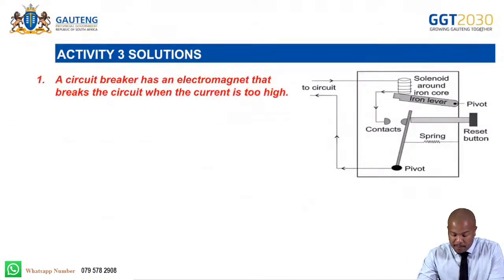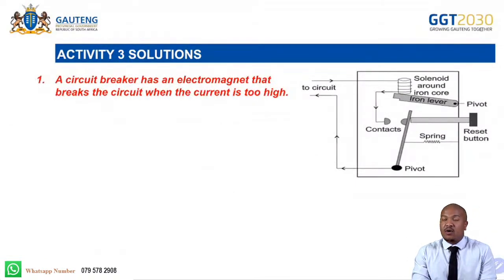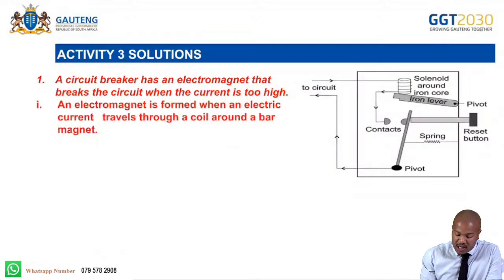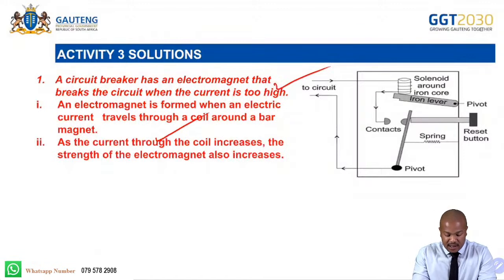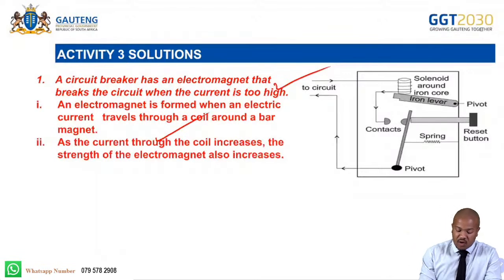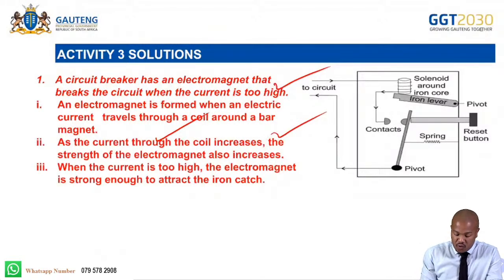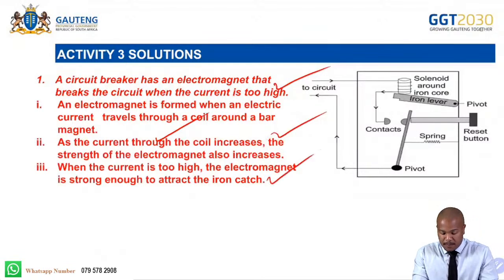For number 1, a circuit breaker has an electromagnet that breaks the circuit when the current is too high. An electromagnet is formed when an electric current travels through a coil around a bar magnet. As the current through the coil increases, the strength of the electromagnet also increases. So when the current is too high, the electromagnet is strong enough to attract what? The iron catch, or the contacts closest to it.